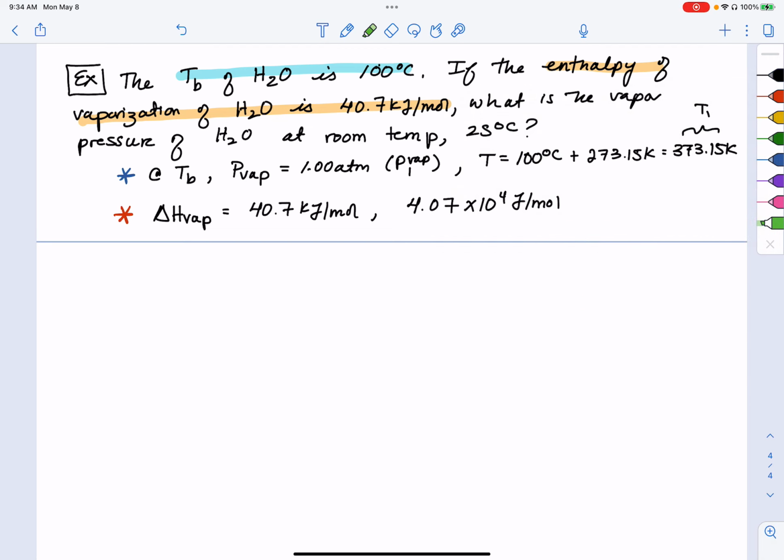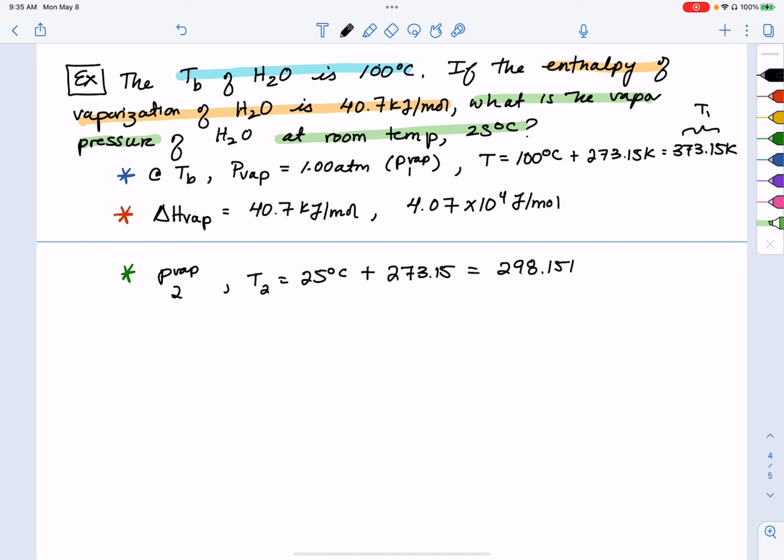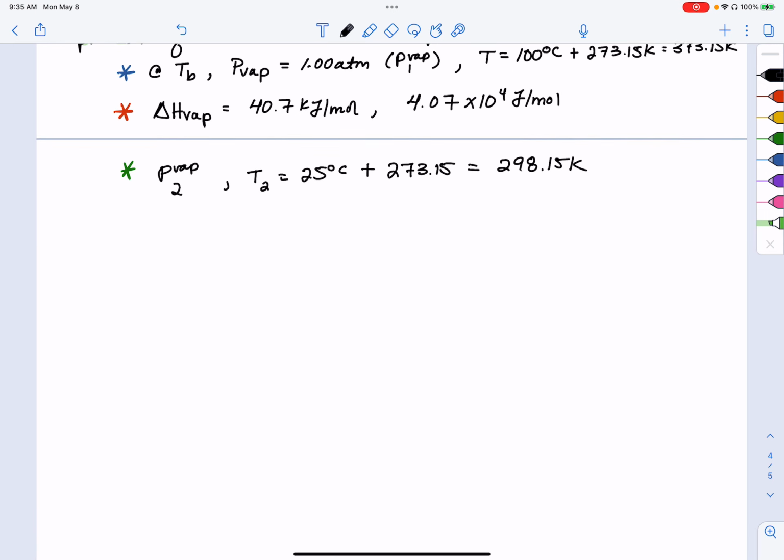Okay, then I was asked, what is the vapor pressure of water at room temperature? This is what we're trying to find: the vapor pressure of a substance at some new temperature, specifically at room temperature. So T2 is 25 degrees C, and since we need to be in Kelvin, plus 273.15, this gives me 298.15 Kelvin. And now it's a question of plugging all of this into Clausius-Clapeyron.